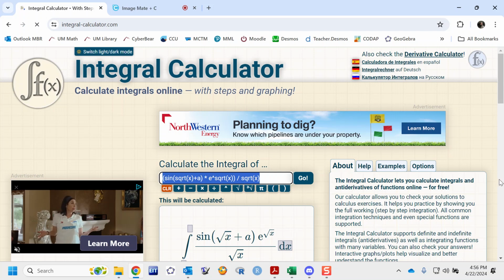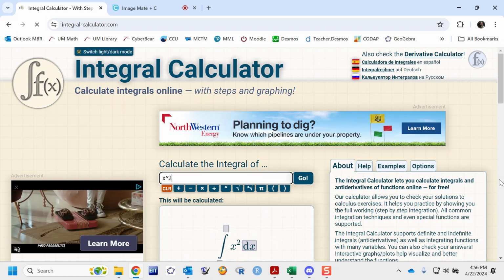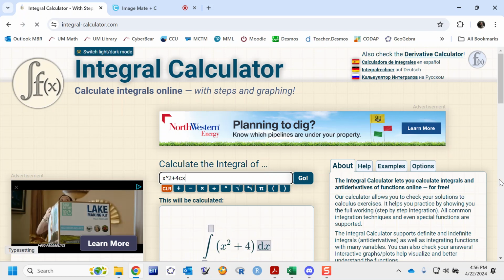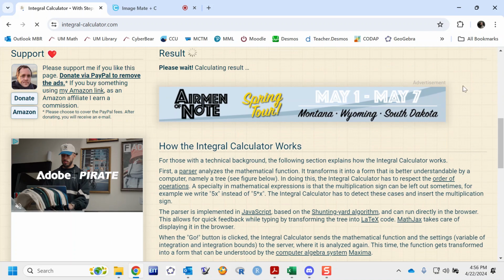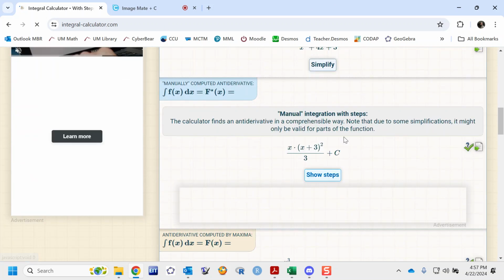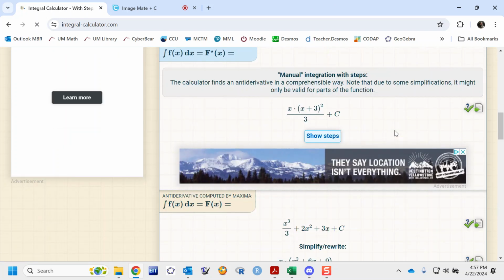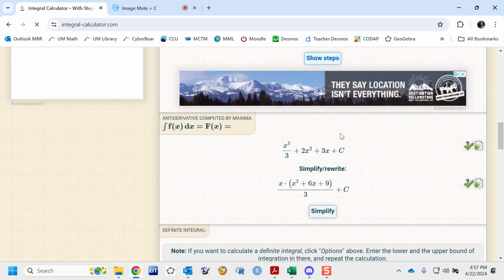Let's go ahead and run the integral of x squared plus 4x plus 3. Unfortunately, you have to look at these horrible ads, but there's one version of the integral calculator. You can let it show steps, but usually below it they'll have different versions of it, and I think this is the one we were getting. Yes, 1/3 x to the third plus 2x squared plus 3x plus constant. And you can see there's different ways you can simplify and rewrite it.